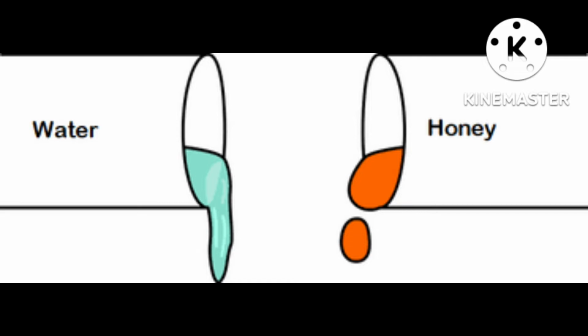This is in continuation with last class, where we discussed surface tension. Now I am going to discuss viscosity. What is viscosity? Now you try to understand. It is one of the characteristic properties of liquids.